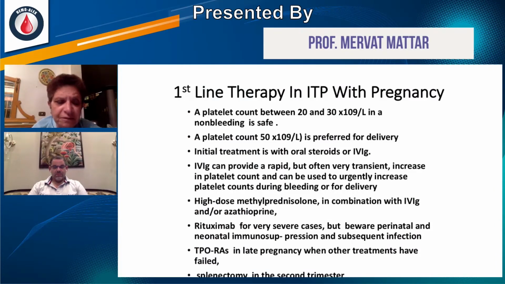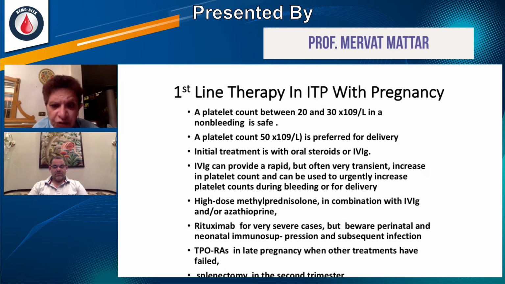Now, regarding pregnancy, some patients present with ITP during pregnancy, and they did not know that they had ITP before. I have to show you that a platelet count between 20 and 30,000 in a non-bleeding pregnant woman is safe, and that 50,000 is preferred for delivery, not more than that. Initial treatment is, of course, with oral steroids or intravenous immunoglobulins that have to be given several times during pregnancy. It can provide a rapid but often very transient increase in platelet count, and it is used to urgently increase the platelet count during bleeding or for delivery.